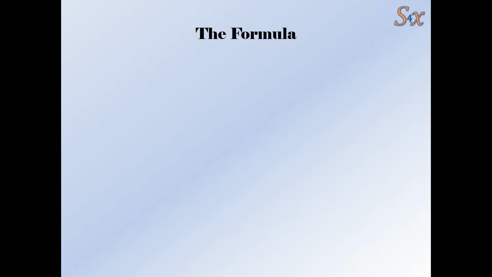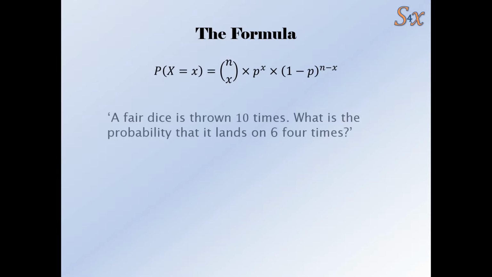So let's have a look at some more. Here's our formula again, and let's have a look at a different example. So we've got a fair dice is thrown 10 times. What is the probability that it lands on 6 exactly 4 times? Well, first of all, as always, write the distribution down. Okay, we've got x. Now x is something different this time, isn't it? x is the number of 6s thrown.